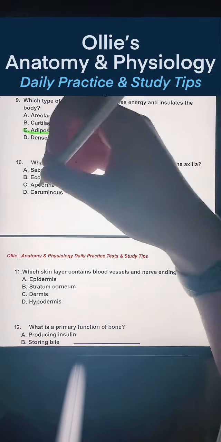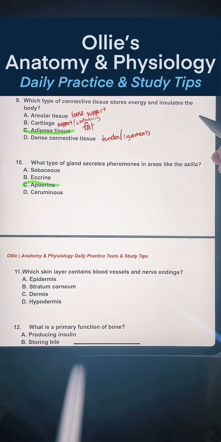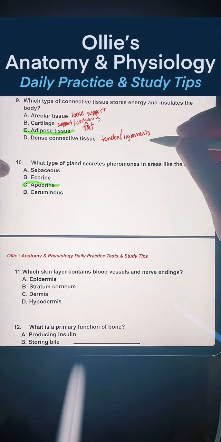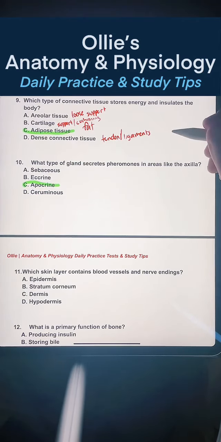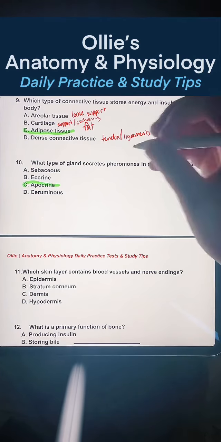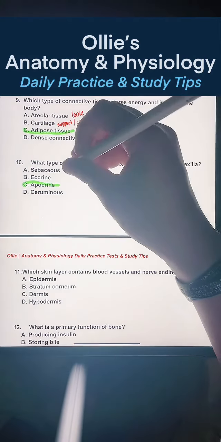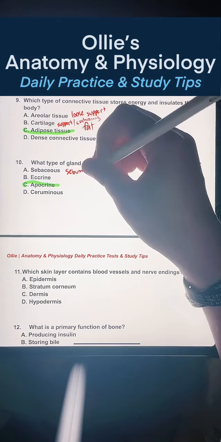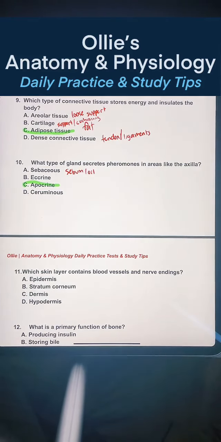But number 10, the answer is apocrine. So in our armpits, they secrete sweat, and those can include pheromones. Sebaceous glands are for our sebum and our oil. Our eccrine glands are for sweat as well, but not in the armpits. Ceruminous glands are for our earwax and whatnot.